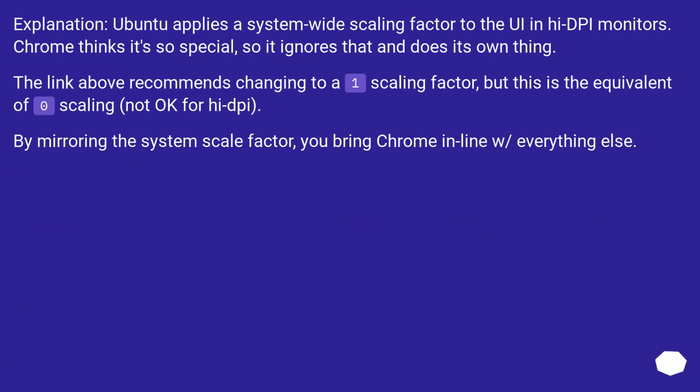Explanation: Ubuntu applies a system-wide scaling factor to the UI on high-DPI monitors. Chrome thinks it's so special, so it ignores that and does its own thing. The link above recommends changing to a 1 scaling factor, but this is the equivalent of 0 scaling, not okay for high-DPI. By mirroring the system scale factor, you bring Chrome in line with everything else.